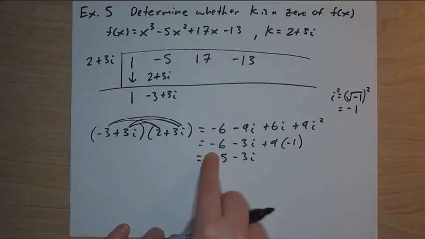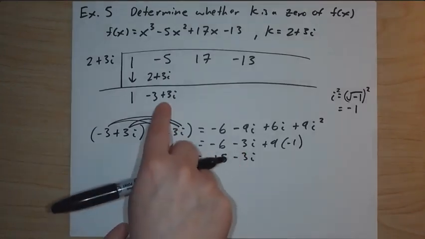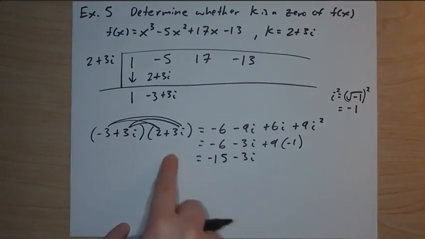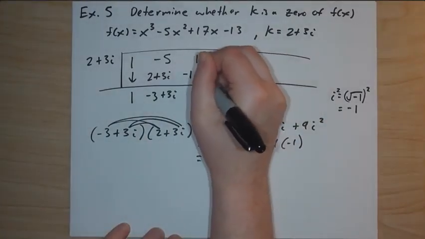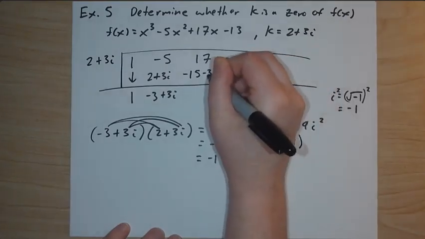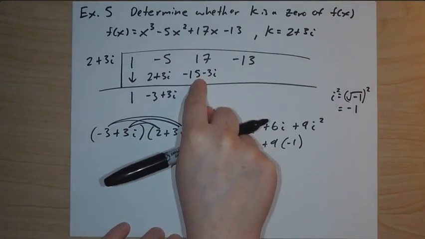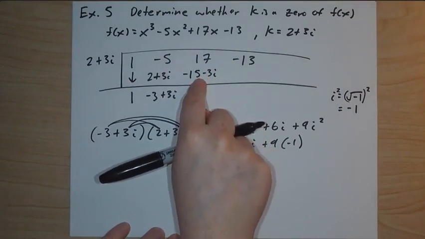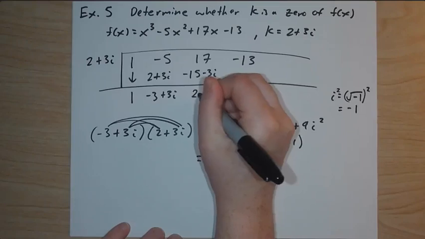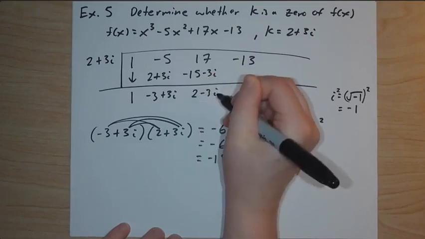And this is the same way that you'll always multiply your complex numbers together. You always have to FOIL them, just like this. So this is negative 15 minus 3i. Adding this together, 17 minus 15 is going to give us 2, and then we just carry the negative 3i.